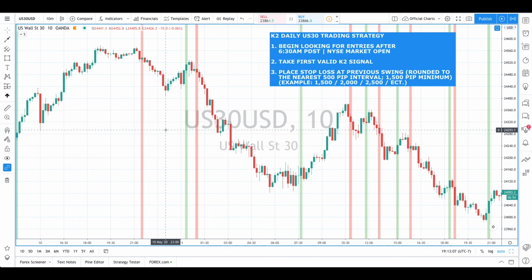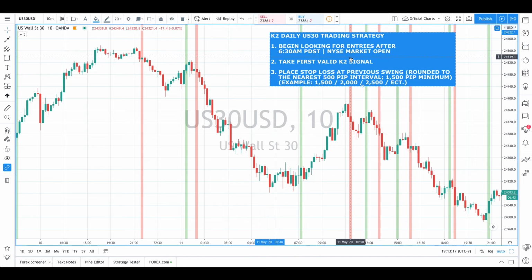Guys, today I'm going to be going over the K2 Daily US30 trading strategy, and it's real simple. So we're going to begin by looking for entries after 6:30 a.m. Pacific Daylight Savings Time, which is when the New York Stock Exchange opens. Once we start looking for entries, we're going to take the first valid K2 signal that appears.